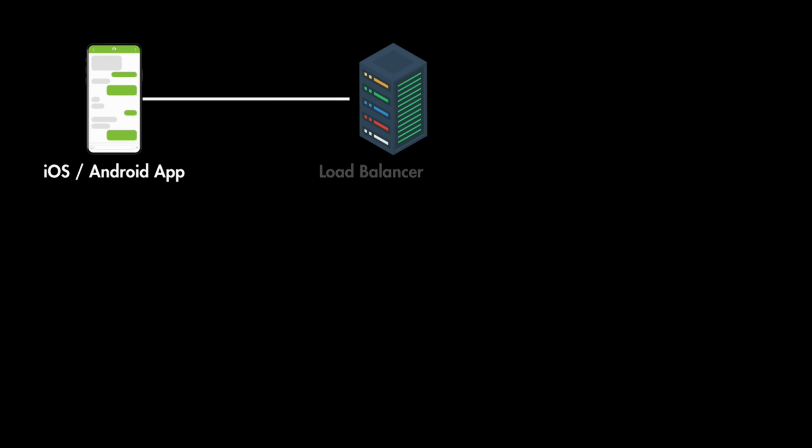The primary interface for users will be the mobile app, which is the iOS or Android app on the phone. This app handles sending and receiving messages, contact management, and conversations. And all of the requests from this app go through a load balancer, which is for distributing traffic across multiple servers evenly, and this will also improve our application's reliability.